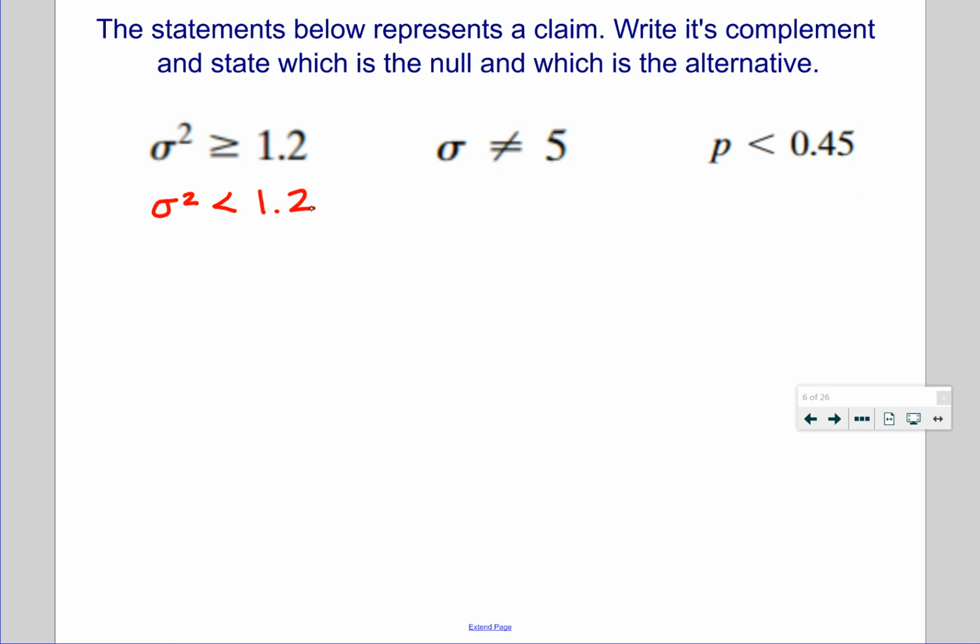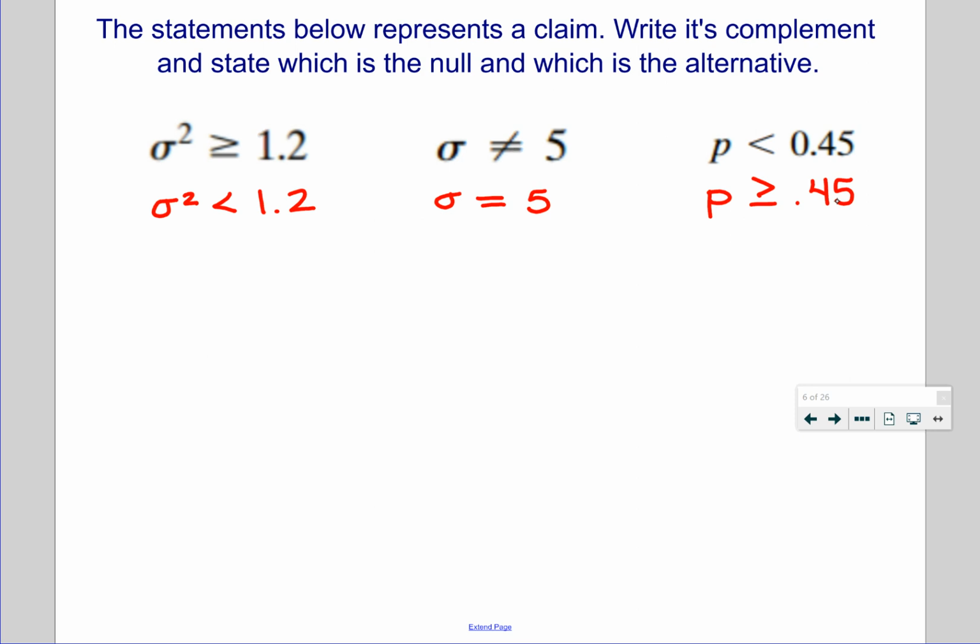Still variance. All right, for the one in the middle, this is a statement about standard deviation. That's that symbol. The claim is that the standard deviation is not equal to 5 whatever. So what is the complement of not equal to? Equal to. So standard deviation equals 5. The last one is a claim about the proportion of the population. The proportion is less than 45%. What is the complement of that? P is greater than or equal to 0.45. And you can see when those are written, it's always going to be a decimal.